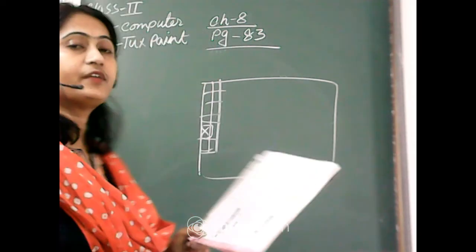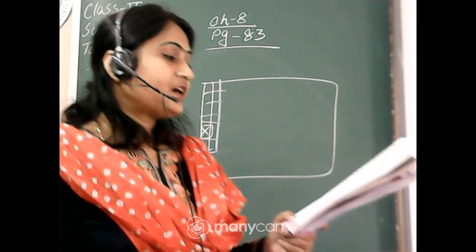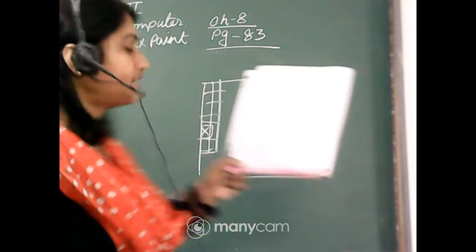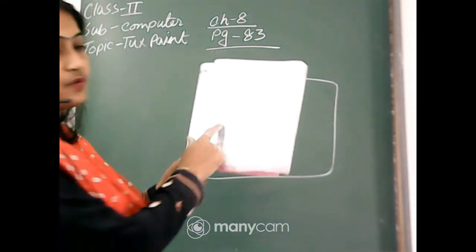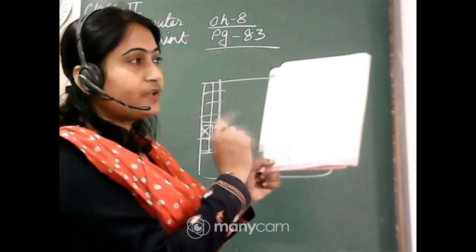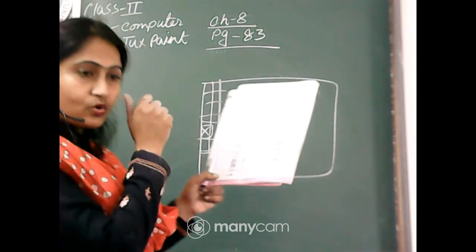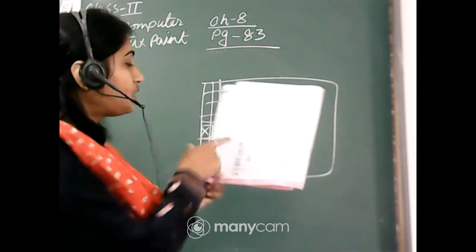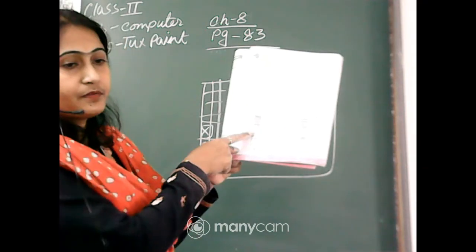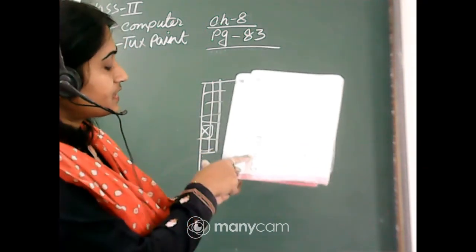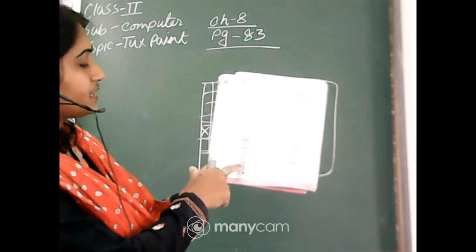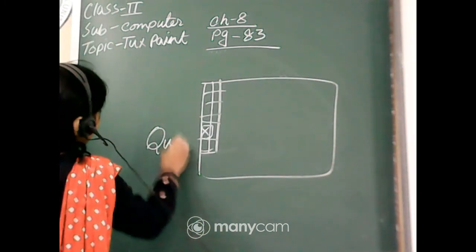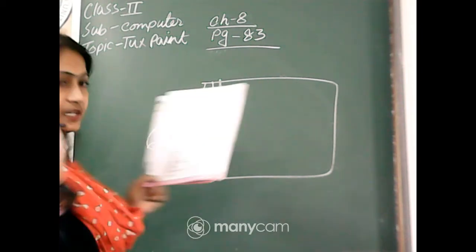When we click on the quit tool, a box will appear. Click on yes or no. Suppose you have opened a picture and you want to close TaskPaint, then you just click on quit from the toolbox. Here is QUIT. You just click on the quit tool.